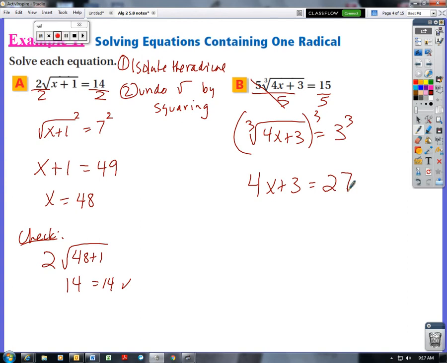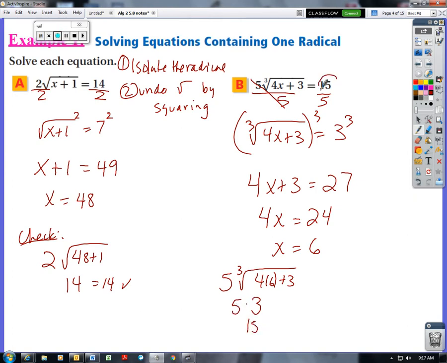Then this is just basic algebra. Subtract the 3 from both sides. Divide by 4. We get x equals 6. We plug that back in and check. So I'm going to have 5 times the cube root of 4 times 6 plus 3. So that's 24 plus 3 is 27. The cube root of 27 is 3. 5 times 3 is 15. And that does equal 15. So we have a check on that one as well.